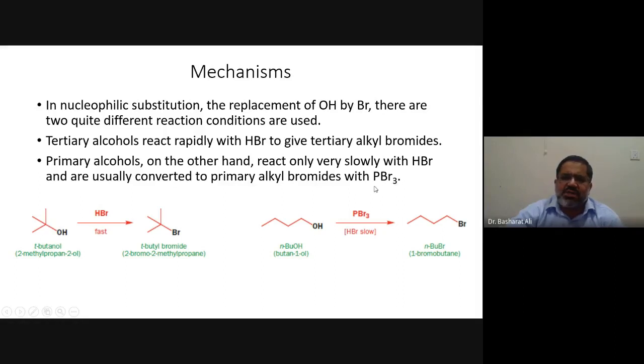PBr3, which is phosphorus tribromide and is commonly used as a brominating agent. Tertiary butanol, or 2-methylpropan-2-ol, reacts with HBr fast and converts into tertiary butyl bromide. On the other hand, here is an example of n-butyl alcohol. n-Butyl alcohol on reaction with PBr3 reacts slowly and gives n-butyl bromide.